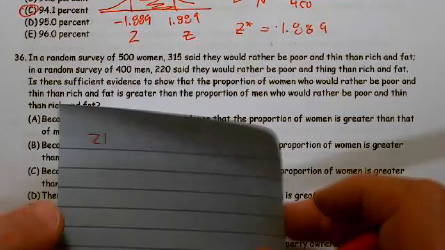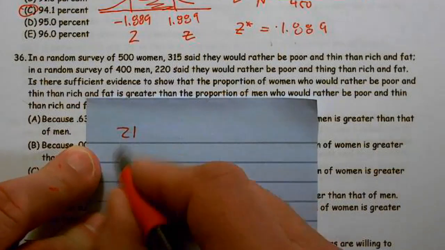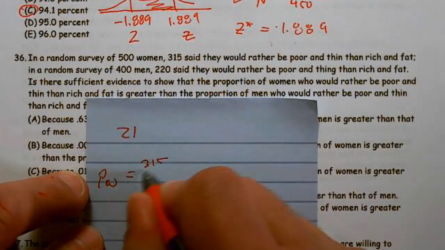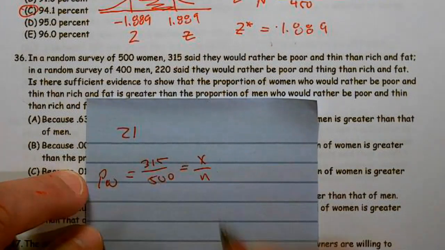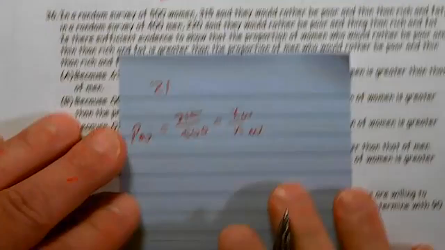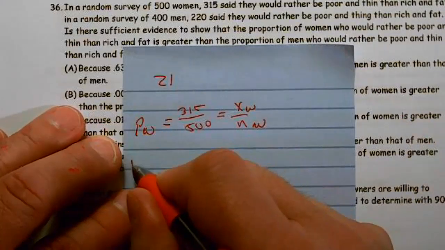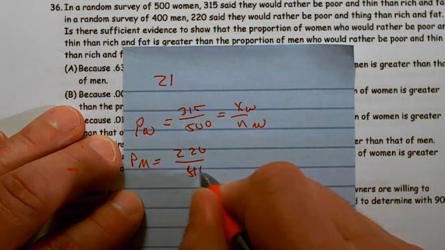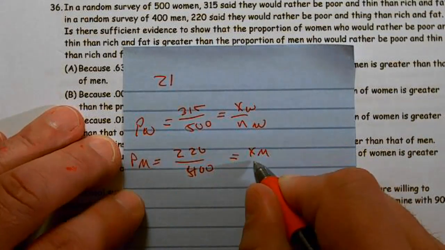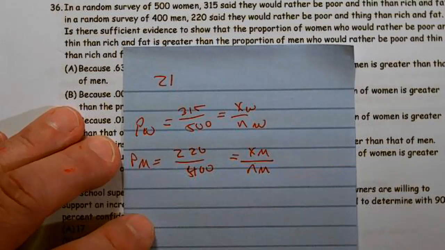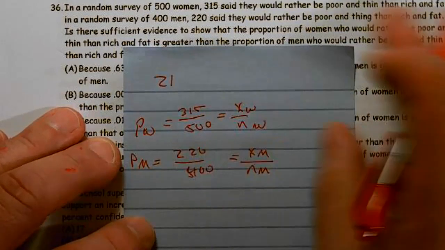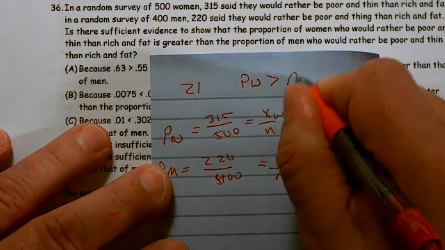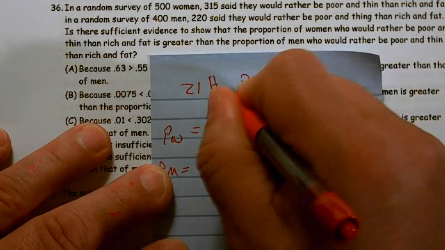And I want to make sure I've identified my p hat 1 and p hat 2. So p hat 1, that's the women. So p women equals 315 over 500. So this is X and N for the women. All right. And for the men, the proportion of men is 220 over 400, equals X men, N men. And they said greater than. All right. So is the proportion of women greater than the proportion of men? Because that's going to be my alternative hypothesis.